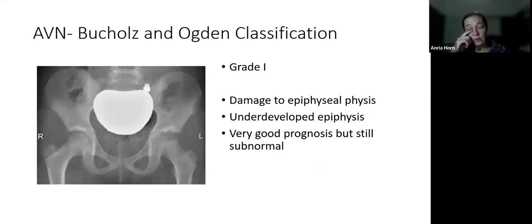So it's classified, of course, by Bucholz and Ogden. This is my preferred classification. There are two others I'll show you, but I won't go into details. Basically, it's relating to which growth plate is affected, or which part of the growth plate. Grade 1 is if the femoral head growth plate, so the actual head, is affected. So the head is small, but it's still round and still congruent. We didn't really consider this a complication. It's more like a radiological observation, but it doesn't have any clinical bearing on the outcome.